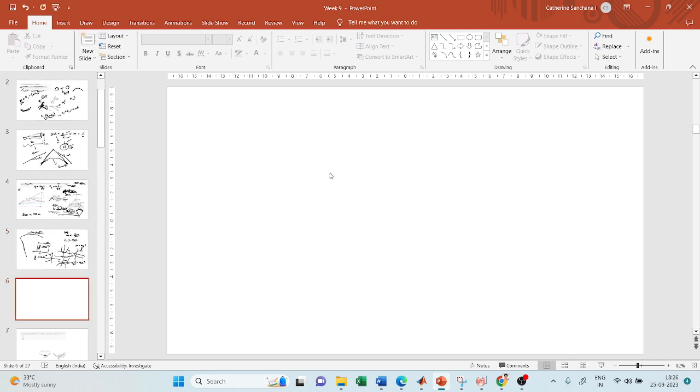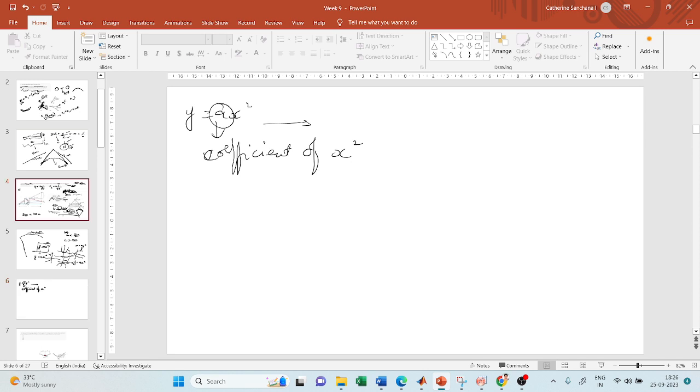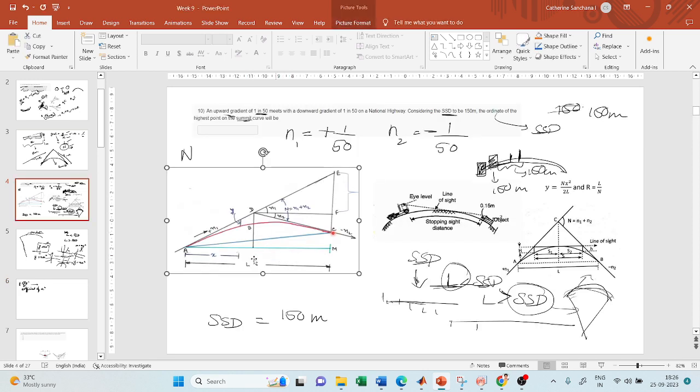Now we know the basic equation, but this a is a coefficient. This is the coefficient of x square. So this is the general equation of a parabola. To find out the equation of your curve, you have to find out the value of a. Now how will you find out the value of a? For that, let us take this figure.